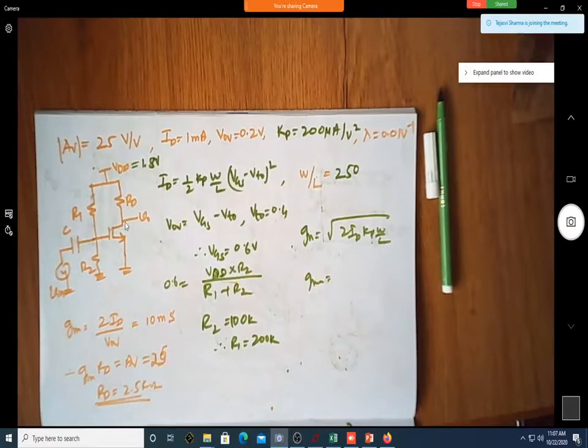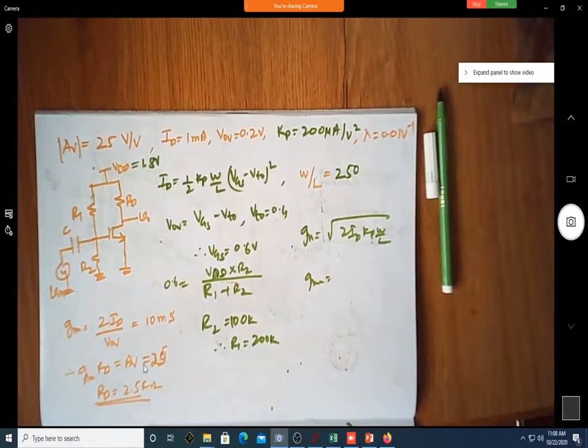So now we need to find what is the value of RD to have a gain of 25. Correct? To find the value of gm, one of the expressions is this, or you can use this expression 2ID by VOV, because we know what is ID, we know what is VOV, so this comes out to be 10 millisiemens. Correct? Yes, sir. So this gm into RD magnitude is nothing but AV magnitude, which is 25. So from this, the RD happens to be 2.5 kilo ohms.